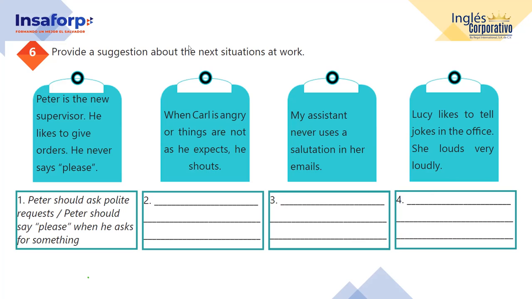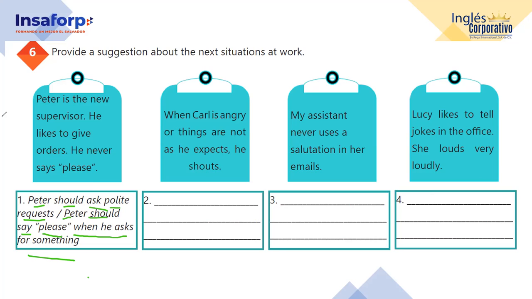Then comes the first example and it says, Peter should ask polite requests. One thing that Peter has to do. Another one. Another suggestion we are going to give Peter is, Peter should say please when he asks for something. We are giving him some options. We are suggesting some aspects to Peter.